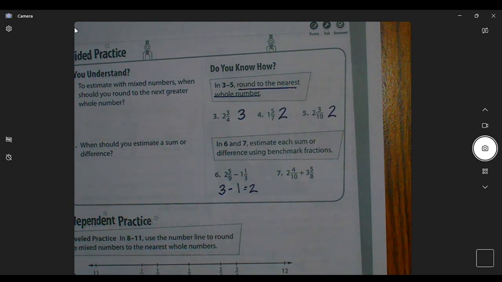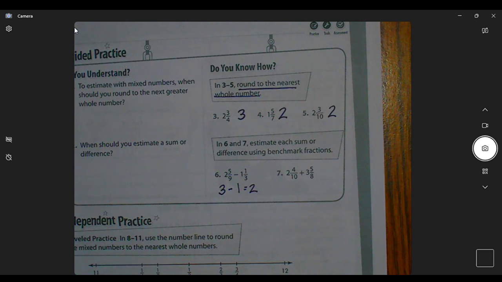Now, let's look at number 7. 2 and 4/10 plus 3 and 5/8. Let's look at 2 and 4/10. 4/10, what is that closest to when I'm looking at fractions? Is it closest to 0, 1/2, or 1 whole? It is close to a half, but is it over a half? It's not a half yet, so it's going to round down to 0/10.